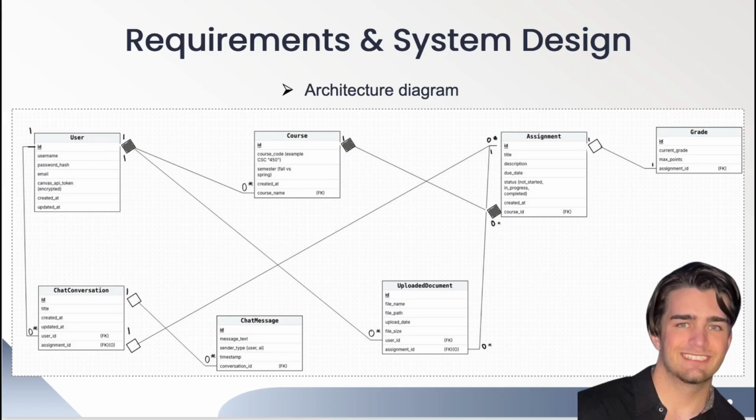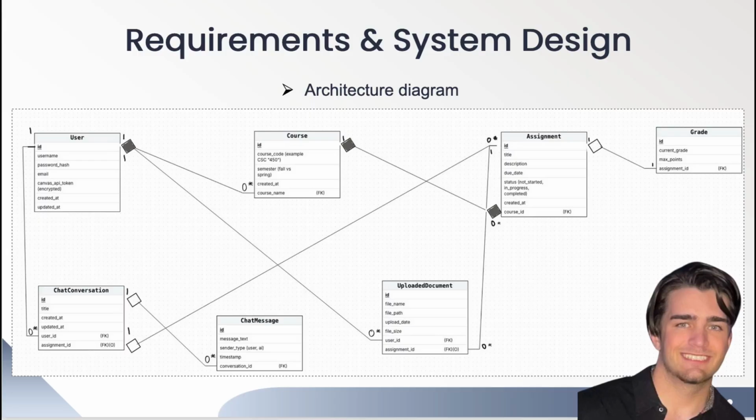This is our architecture diagram. We used SQLite for the database and SQL to handle the relationships. You can follow the data flow from left to right. On the far left is the user. This table holds the authentication info and that encrypted Canvas token I mentioned before.